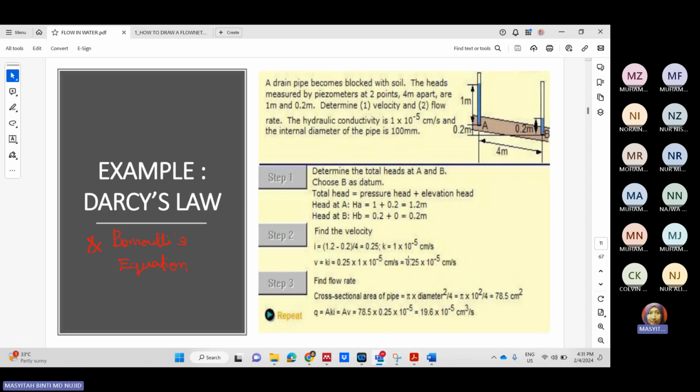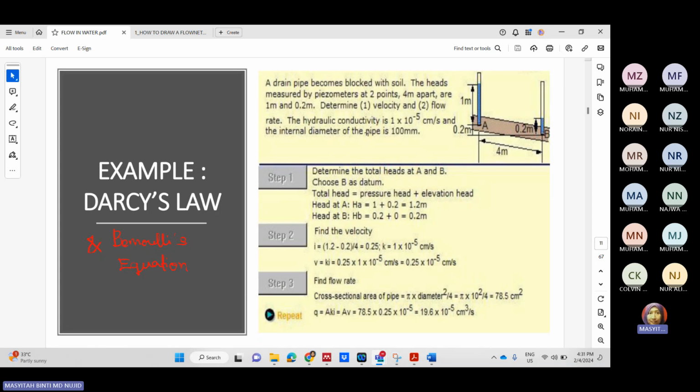So itu antara yang control to the difference what we call it the gradients between 2 points. So if these conditions happen to you, for example, kita ada drain pipe, dia ada tube A dan juga tube B, kemudian this pipe becomes blocked with the soil. So the heads measured by piezometers at 2 points, 4 meter apart, and 1 meter and 0.2. So first question, you need to determine the velocity, and the second question, you need to determine the flow rate. The flow rates here stands to the Q lah, dia punya simbol Q.